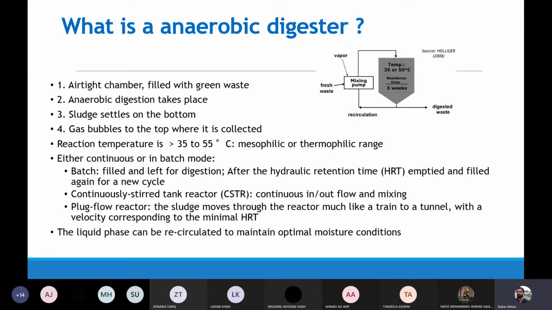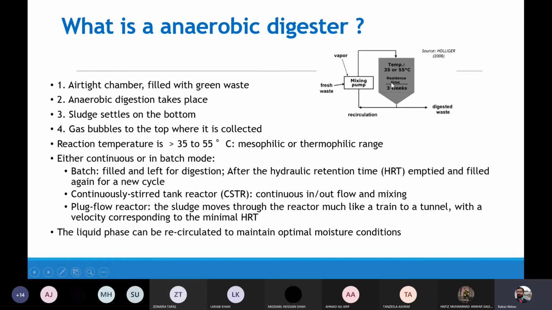And finally, the liquid phase can be recirculated to maintain the optimal moisture conditions. If you need to add moisture content, you can add that slurry back to the system for increasing the efficiency of your system.